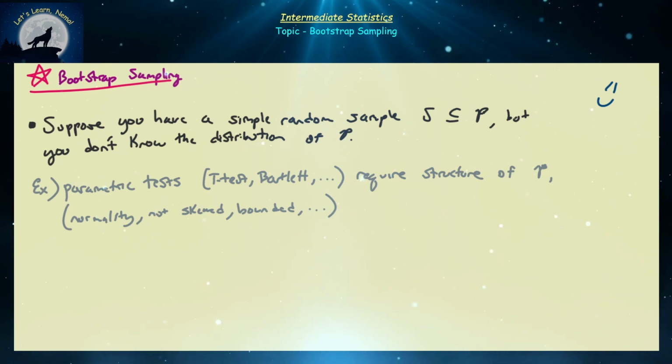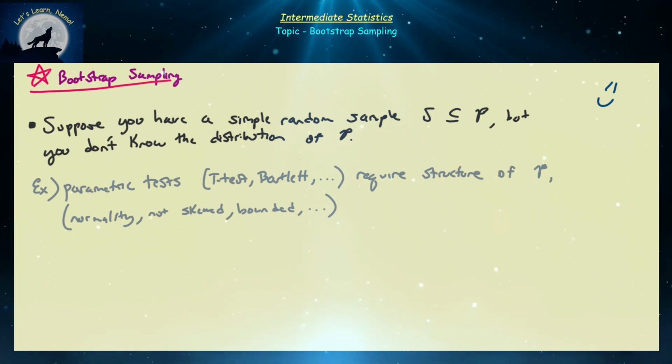So suppose you have a simple random sample S drawn from some population and you actually don't know the distribution of that population. That means you don't know it's normal, you don't know it's uniform, you don't know it's exponential, you don't know anything about its shape and structure. Now, this is important because a lot of the tests we use, at least in basic and some intermediate statistical theory, are usually parametric tests.